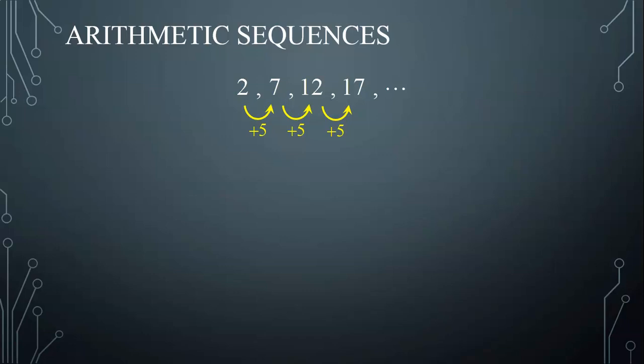When we are adding the same constant to move from one term to the next one in the sequence, we have an arithmetic sequence. And the 2 we have here defines the first term of the arithmetic sequence, and the constant we're adding, which in our case is 5, defines the common difference of the arithmetic sequence.